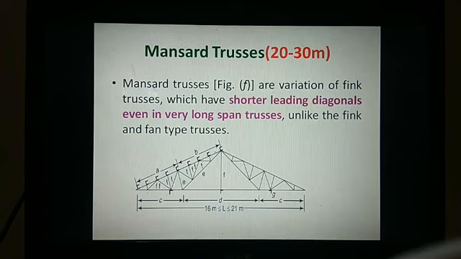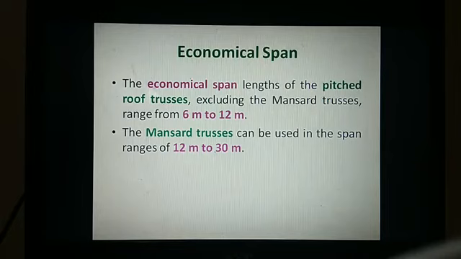So here the diagonal members are very short, even in very long span trusses. Fan trusses can also be seen in the mansard trusses. Here the inclined members can be very small. There will be only a few big diagonal members which are subjected to tension, but the rest are very small members, where the internal forces are analyzed based on the axial force acting in them. So those are the pitched roof trusses which are available.